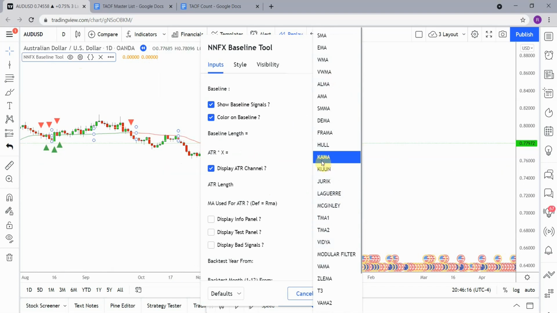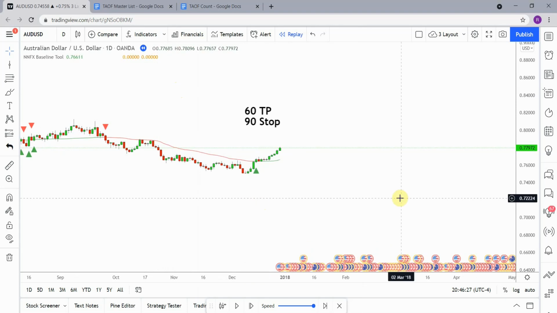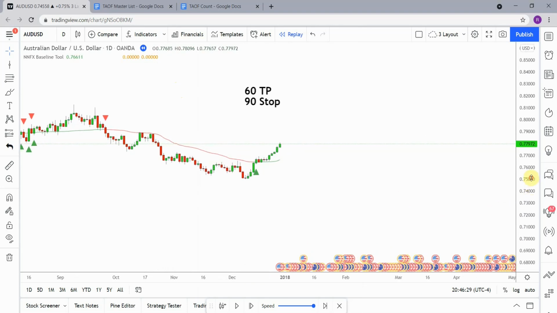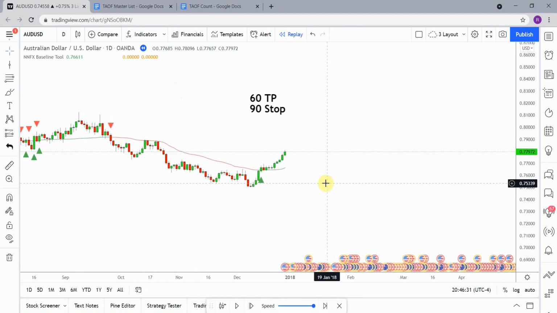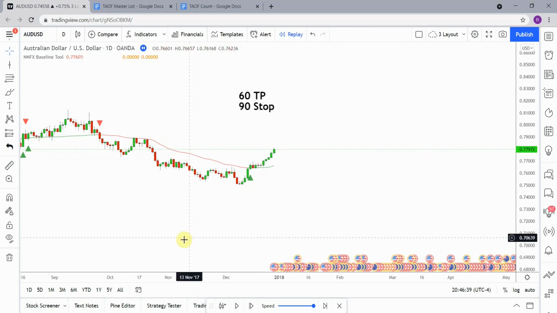So this one is the KAMA, the Kaufman Adaptive Moving Average that we're looking at here, set on a 30 period, just like the rest of the moving averages that we have tested. The setup on this is pretty easy. When we get the green arrow, we are going to go long. When we get a red arrow, we are going to go short. So let's go ahead and get on with the testing and see what we can get out of this.